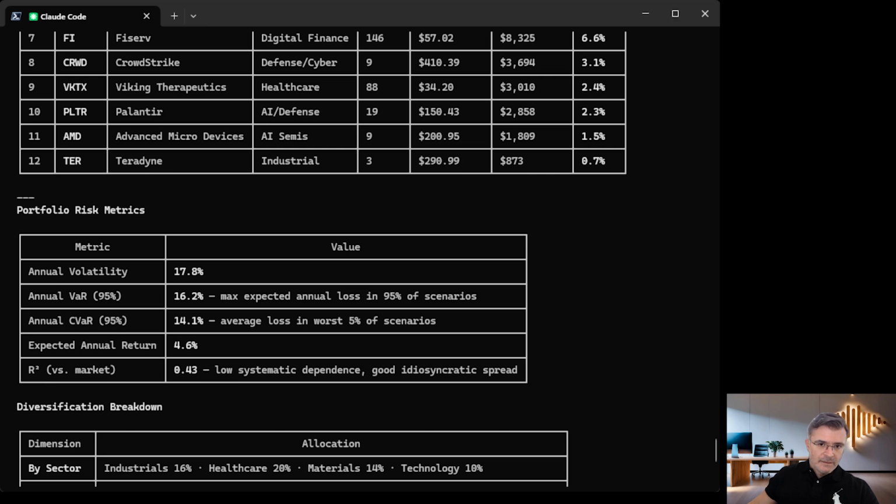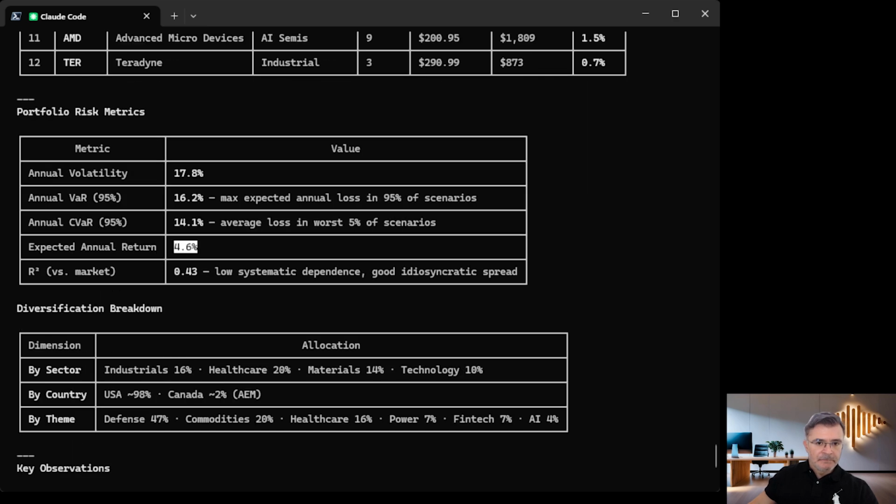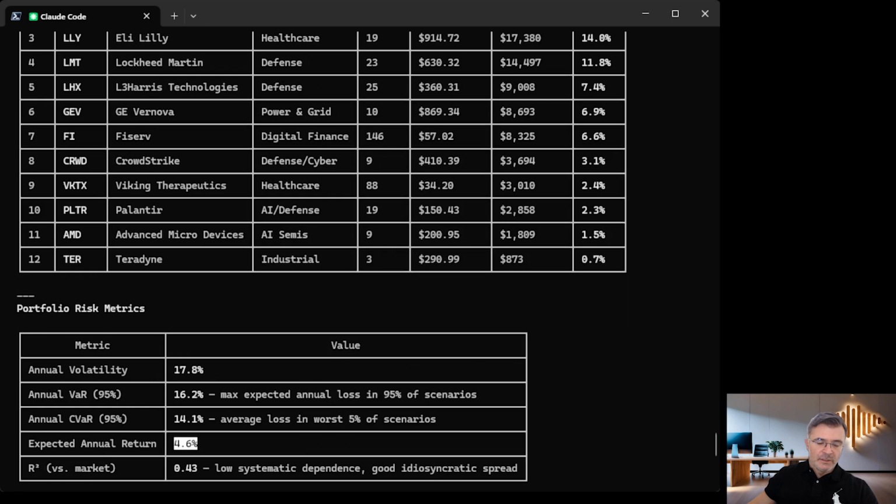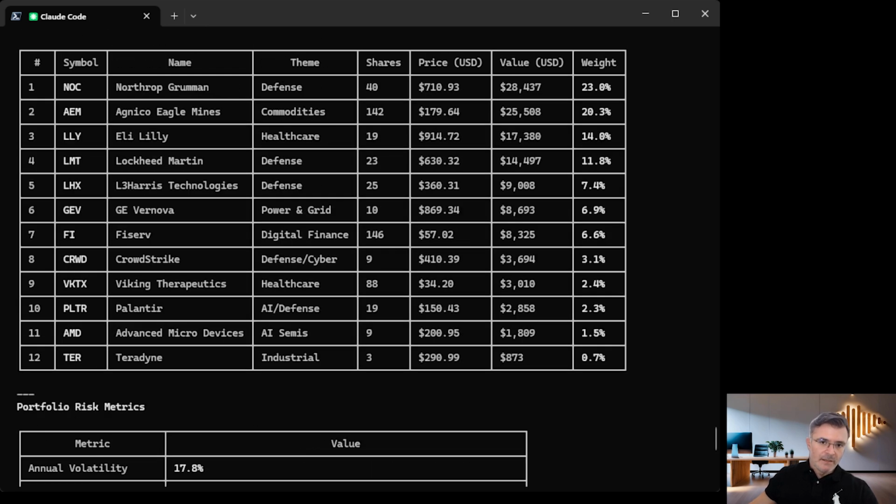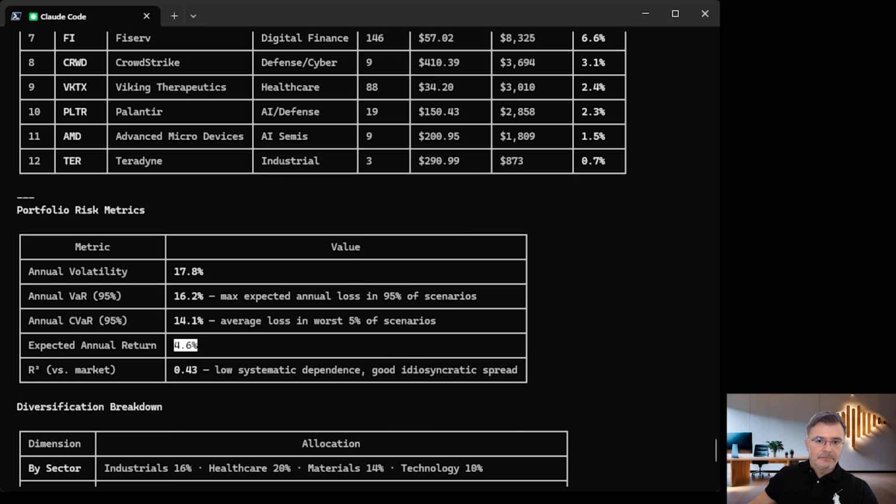And then it's giving us information that we've provided it with. The volatility, 17%, the CVAR, which is the kind of the 5% worst loss expected for this scenario, and the annual expected return, which is 4.6%. And we have a very good idiosyncratic spread, which means this is a well-diversified set of stocks.